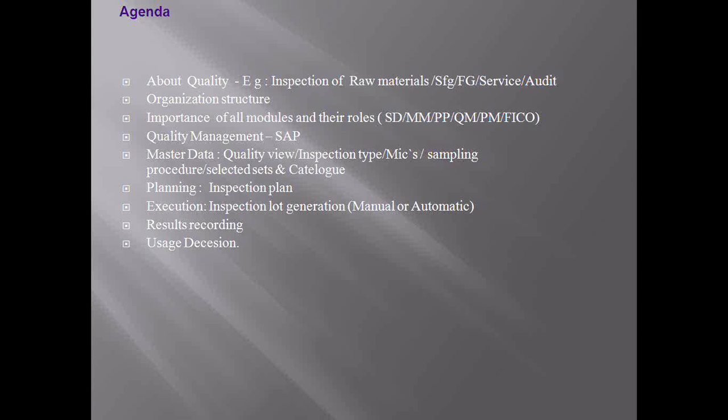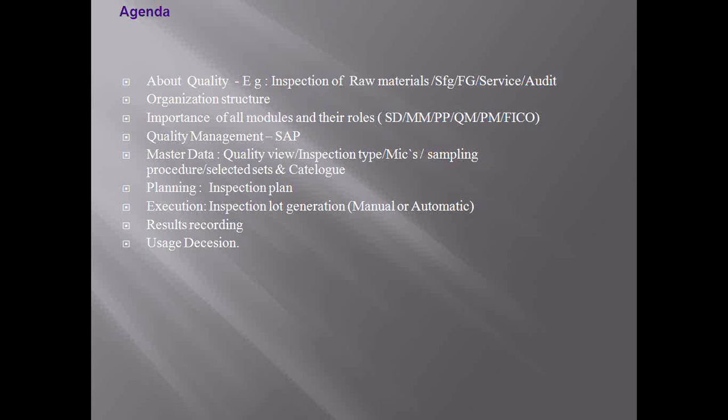Now execution. An inspection lot is generated, either manually or automatically. What do manual and automatic mean? Automatic means when a purchase person is doing MIGO, a lot gets generated. When a PP person is releasing the production order, a lot gets generated. Or when he is moving the product to the storage location, that is called final inspection. So once the lot is generated, we will do results recording and then we do the usage decision.